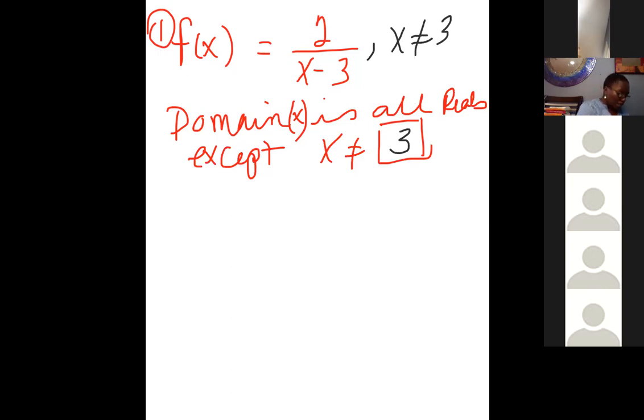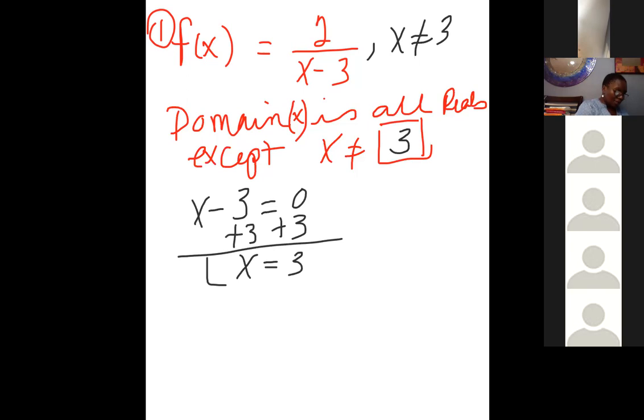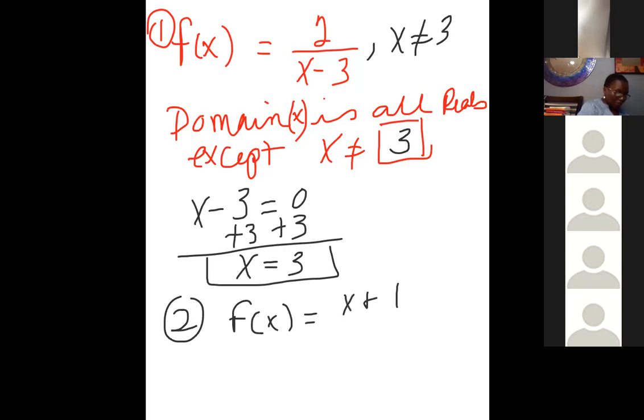Now, if you're not sure, guys, just take x minus 3, set it equal to 0, and go ahead and solve this to get x equals to 3. So there's your restricted value, all right? Now, here comes an additional example, number 2. F of x is equal to, this time, x plus 1 over x squared minus 4.